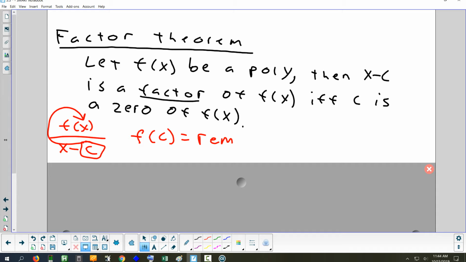But they go together. So now you've got another thing that means the same thing. If c is a root, then c is a 0. That also means that you just found a factor. That's the new piece. You just figured out a factor. Okay, that's important.